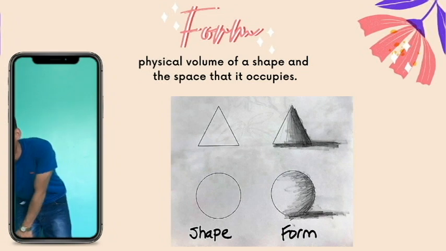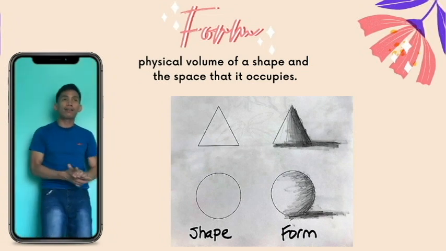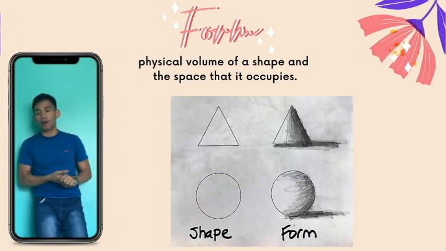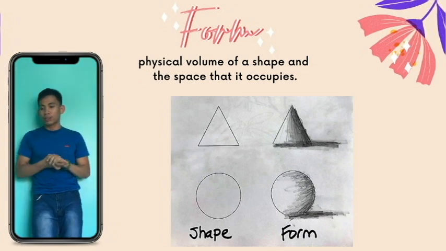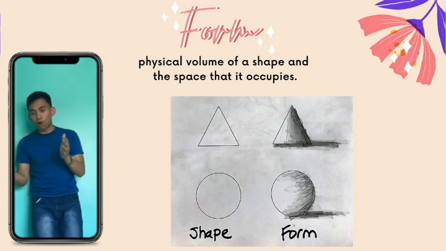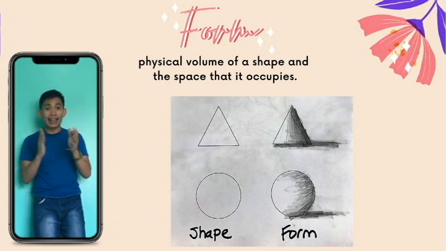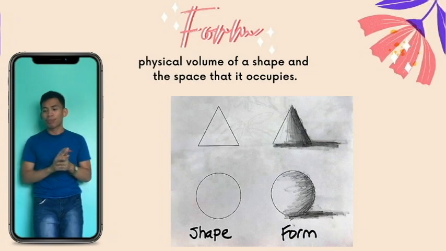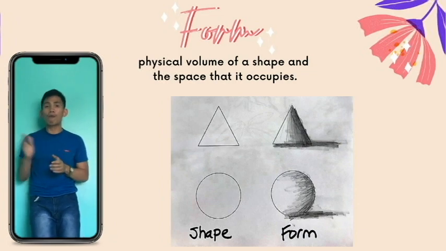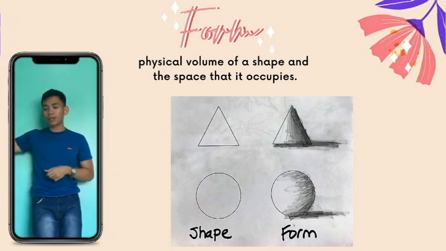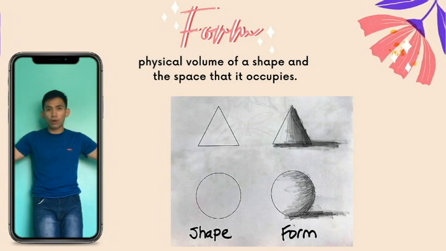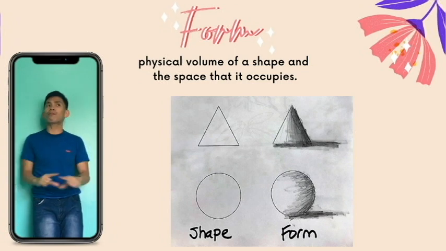The form, the most debated element of art, is the form. Again, the form is the physical volume of the shape and the space that it occupies. So it is far from the definition of shape. As you can see, shape is just the lines, the curves, nothing more, nothing less. So it's simple.